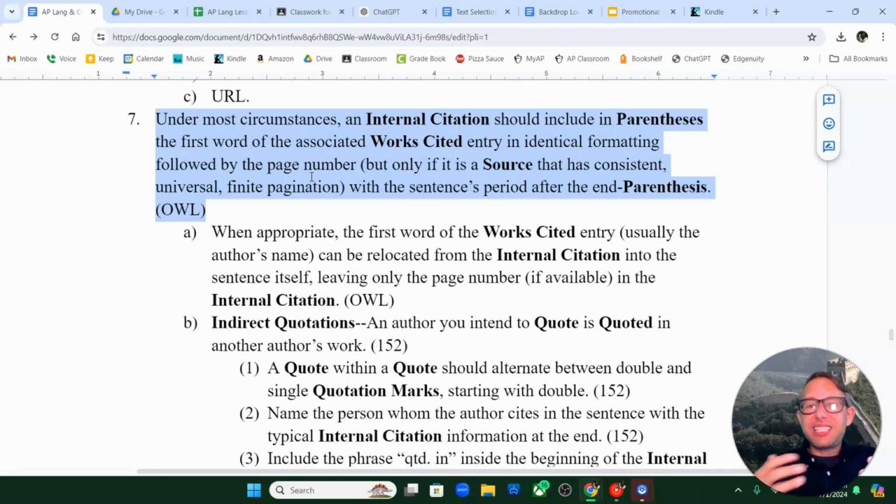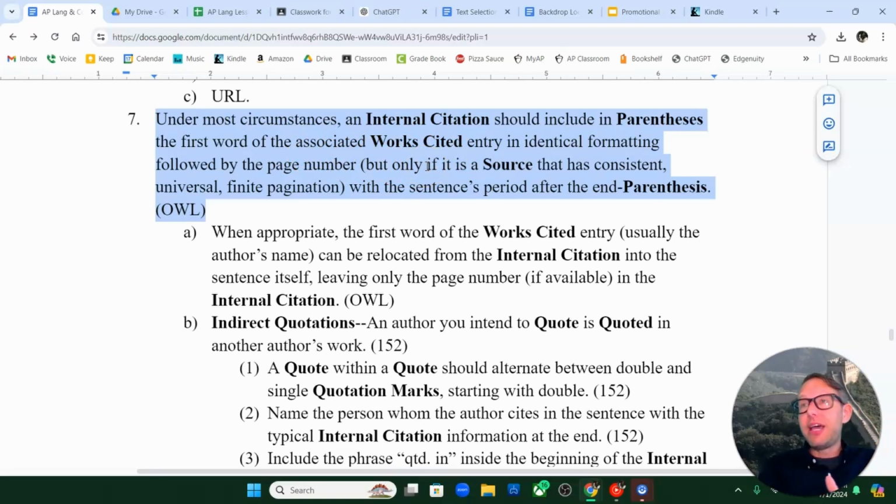These are just the basics that can sort of guide you and give you some sense of, am I doing this right or am I doing this wrong? Okay? So an internal citation should include in parentheses the first word of the associated works cited entry in identical formatting, followed by the page number, but only if it is a source that has consistent, universal, finite pagination.